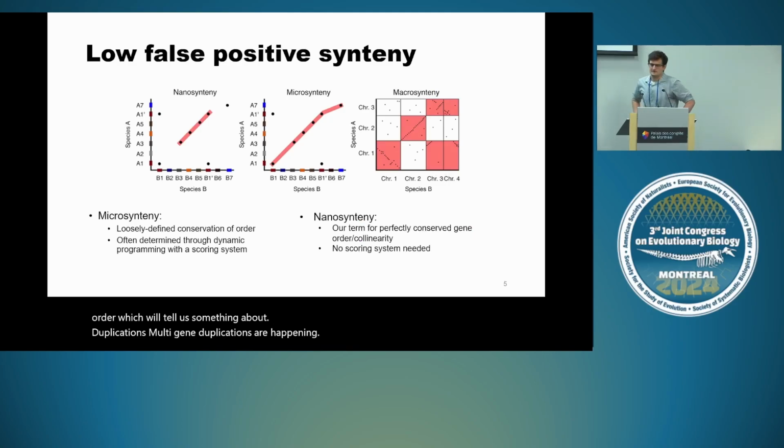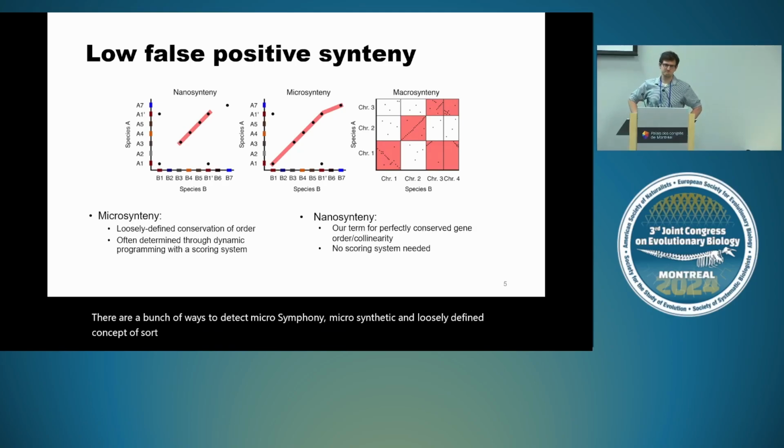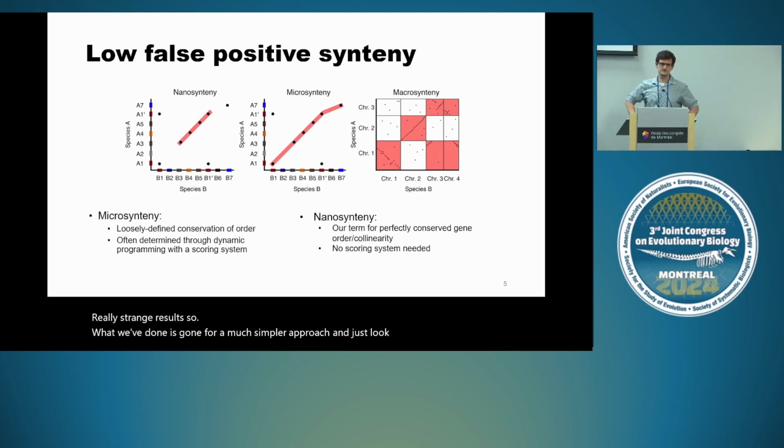So there are a bunch of ways to detect microsynteny. Microsynteny, again, is the loosely defined concept of mostly conserved gene order in a region. And there are a lot of dynamic programming algorithms that take a scoring system and give you back conserved gene order. I tried those out and wasn't too happy with the results because I got a lot of really strange results. So what we've done is gone for a much simpler approach and just looked for perfectly conserved gene order, which we call nanosynteny.